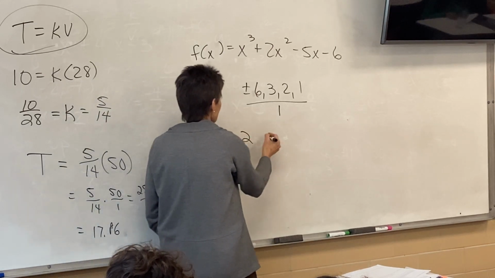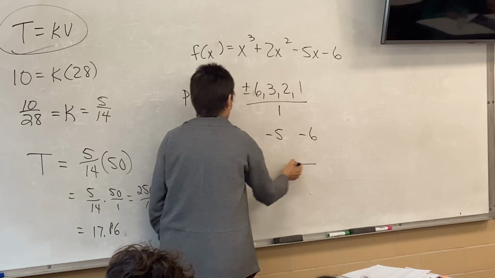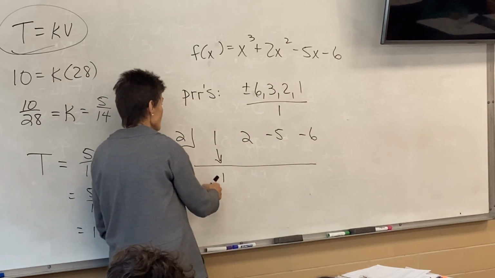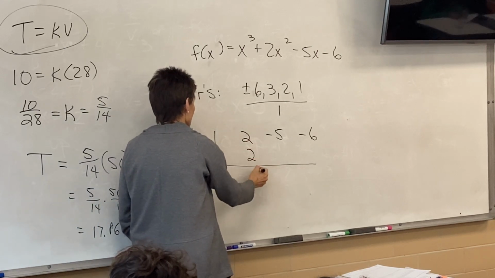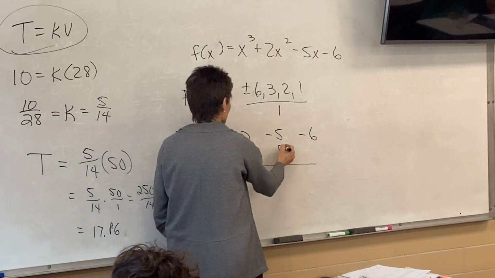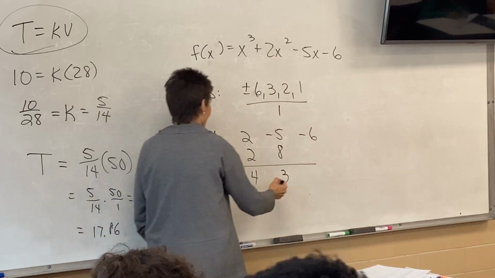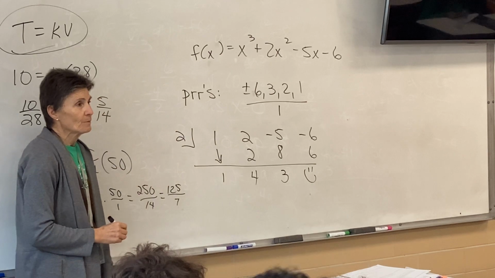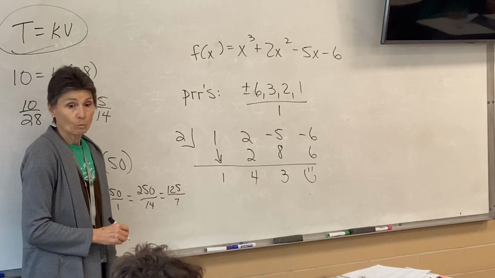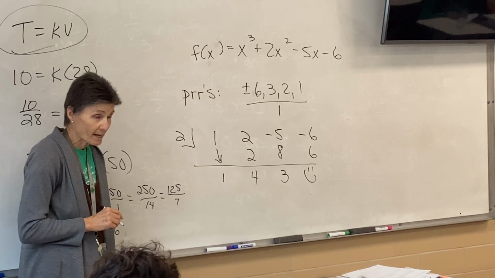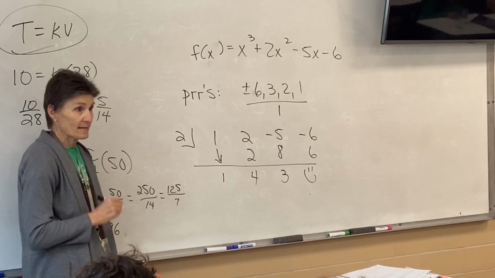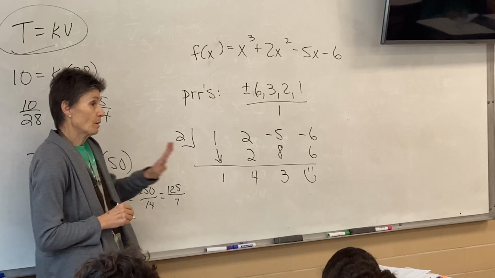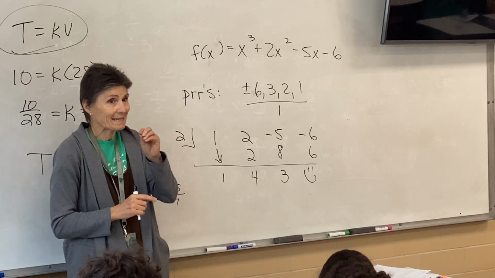And we write these down. Bring the 1 down, and here we go. 2 times 1, add. 2 times 4, add. Oh my gosh! What a good guess that was. Because, what do I want to have happen? What makes a good guess? You get a 0, and that's exactly what happened. I got a 0.